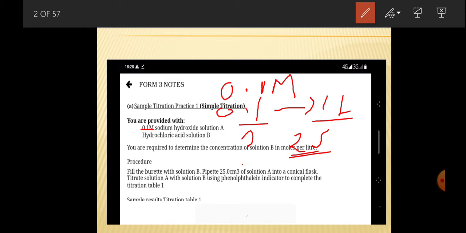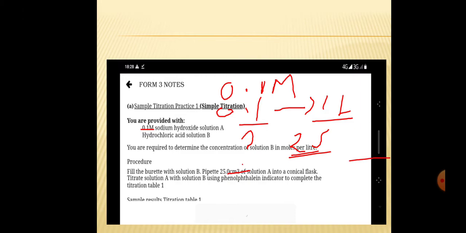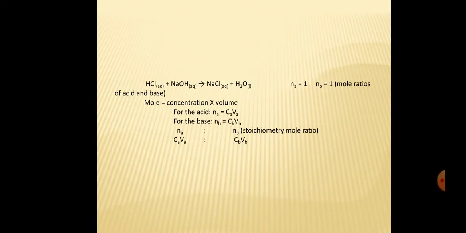So you'll be able to get the number of moles in 25 centimeters cubed of solution A that reacted in the neutralization reaction between sodium hydroxide solution A and your hydrochloric acid. You are titrating solution A with B using phenolphthalein indicator. Then you've been asked to complete the table. Our table looks like this, and these are my values.